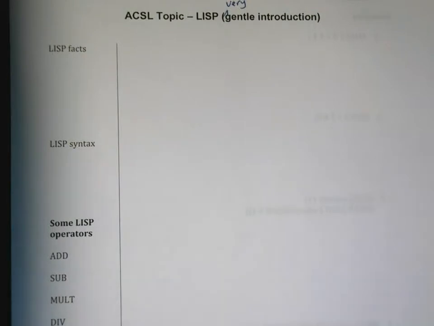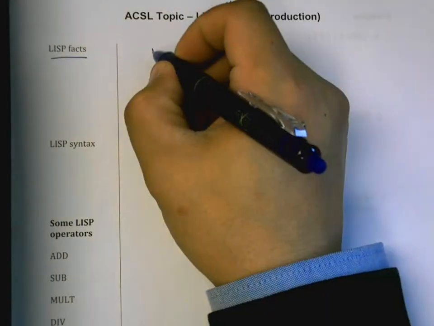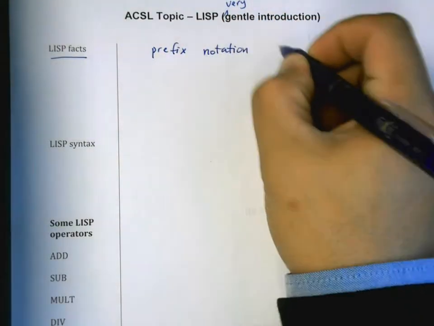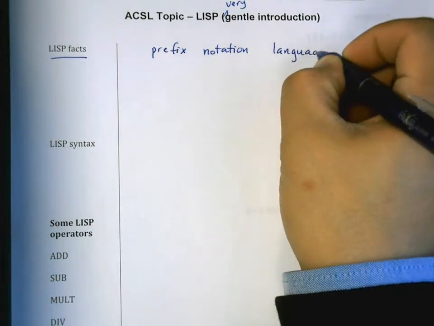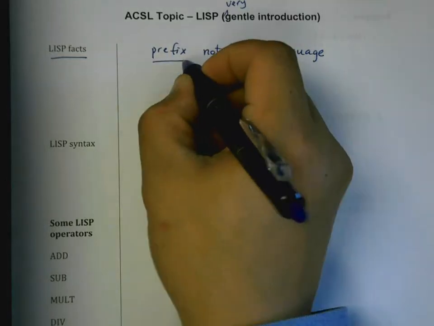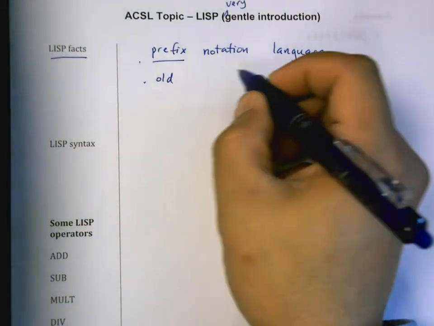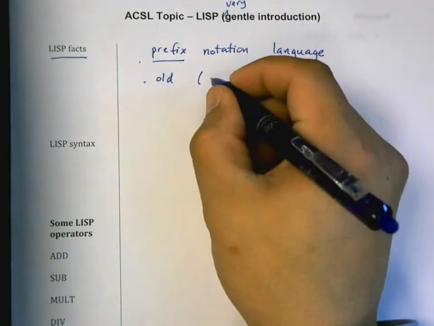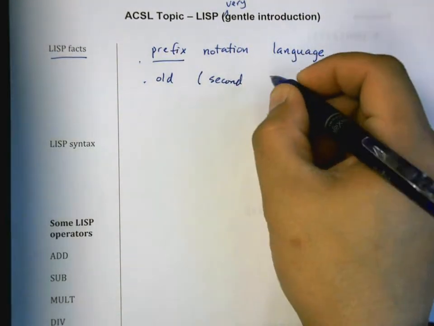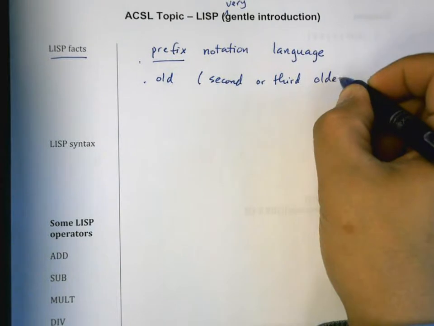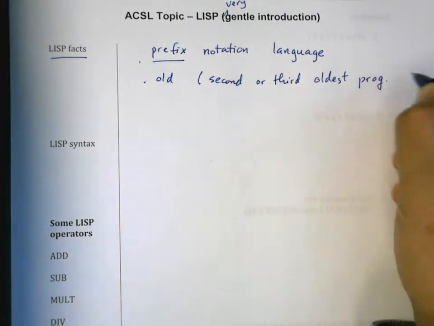It is a prefix notation language. Look at some of the other videos for what prefix notation really means. It is old. It is probably the second or third oldest programming language. I think Fortran might be a little bit older than this, but that's about it. It is still widely used today.